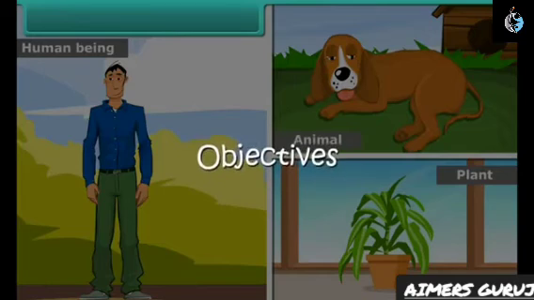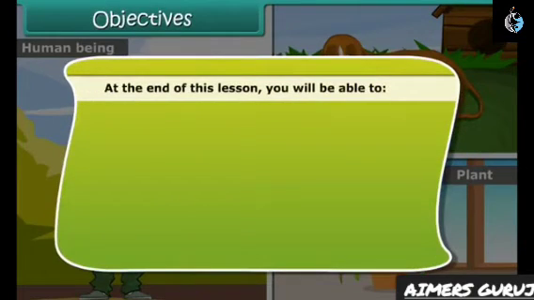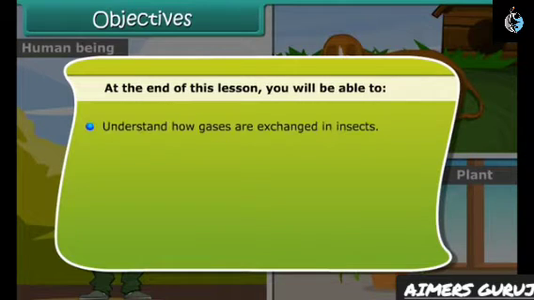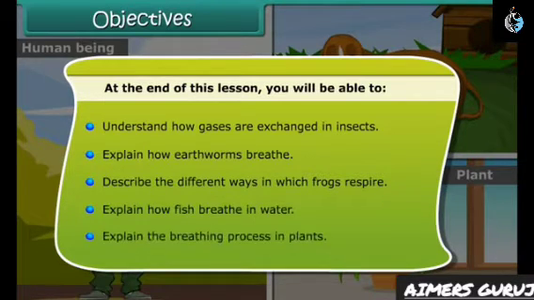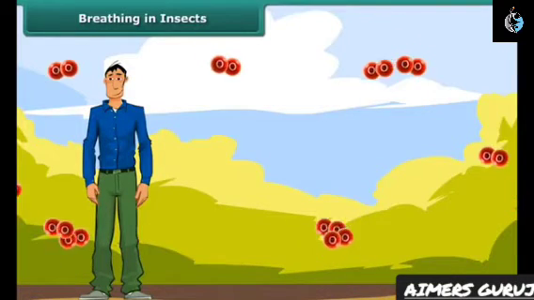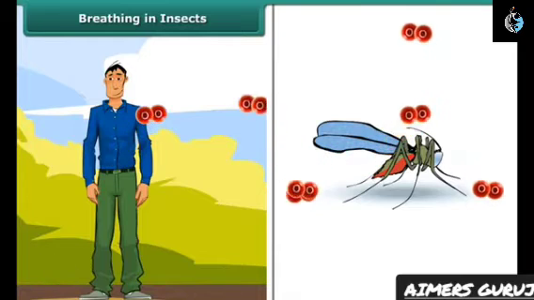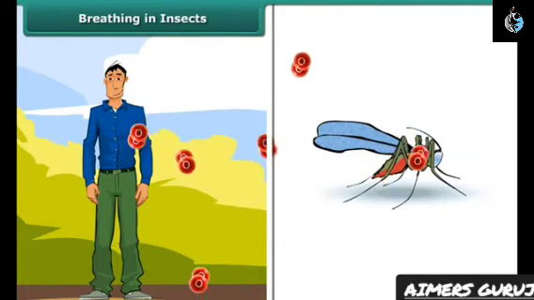Objectives. At the end of this lesson, you'll be able to understand how gases are exchanged in insects, explain how earthworms breathe, describe the different ways in which frogs respire, explain how fish breathe in water, and explain the breathing process in plants. Like human beings, insects need oxygen for survival as well.